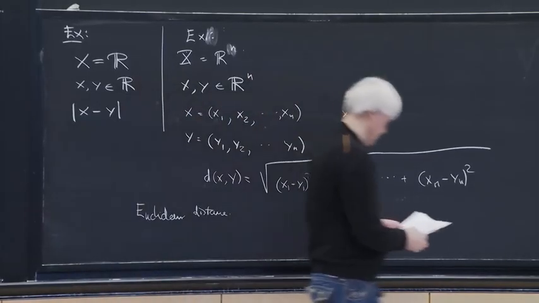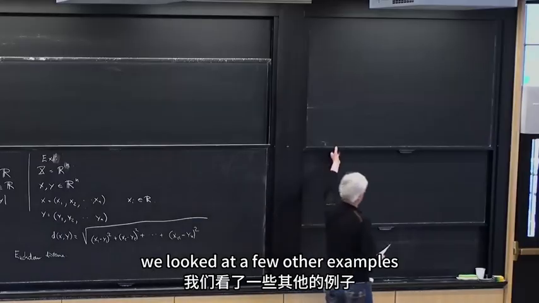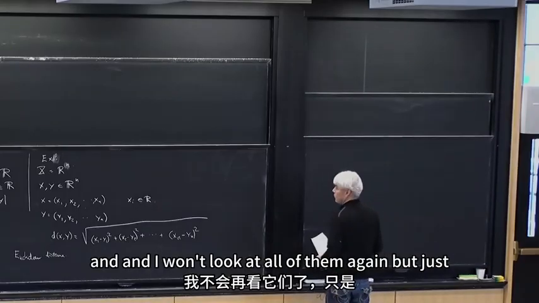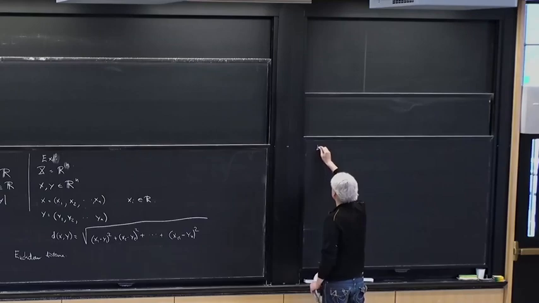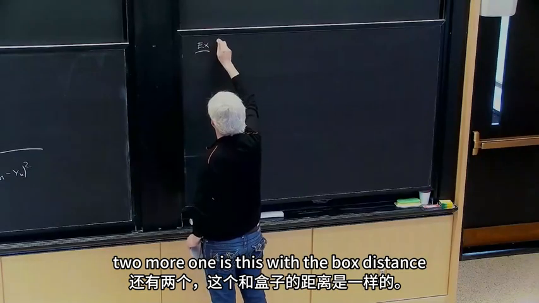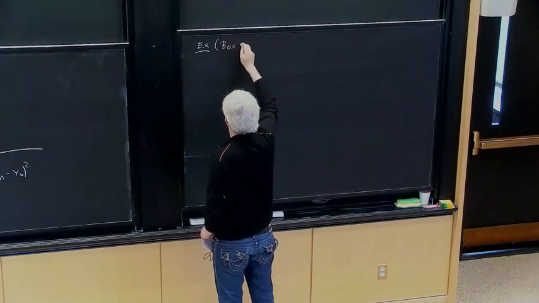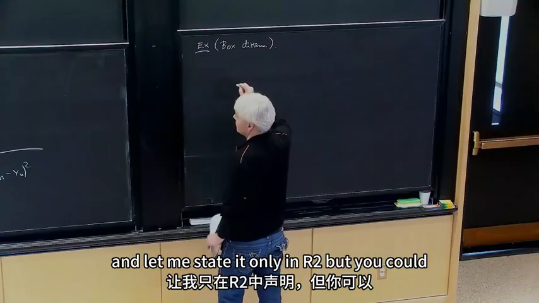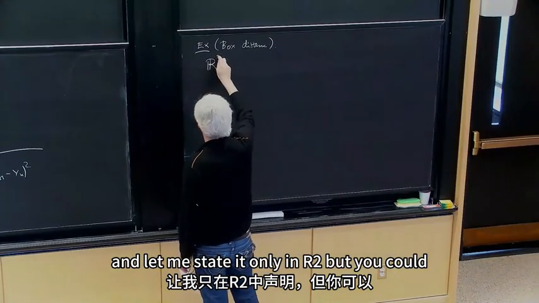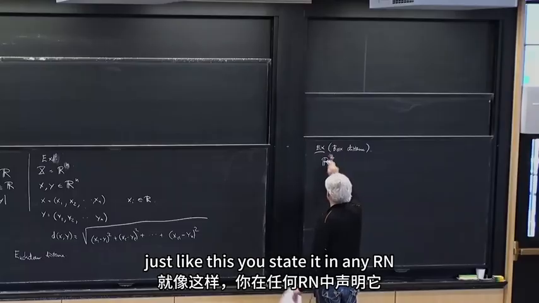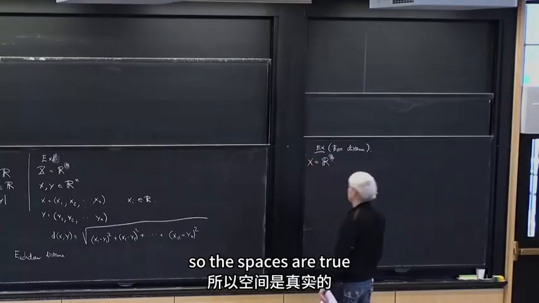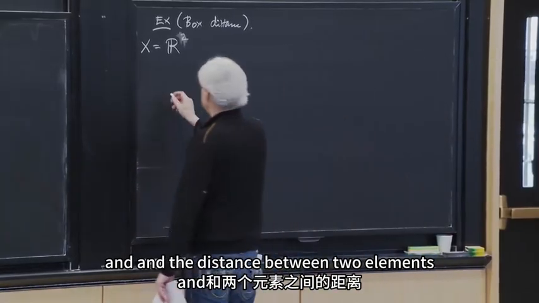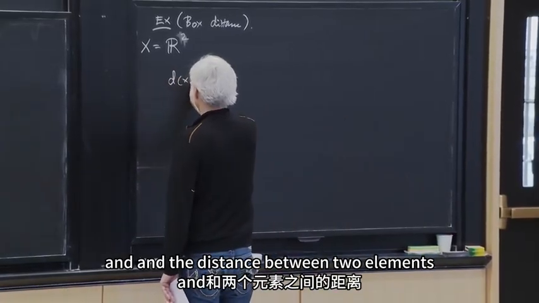So we looked at a few other examples, and I won't look at all of them again, but just two more. One is this with a box distance. And let me state it only in R2, but you could, just like this, state it in any Rn. So the space is R2, and the distance between two elements.